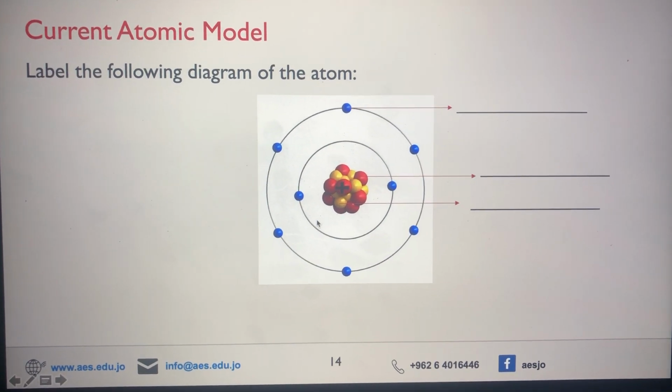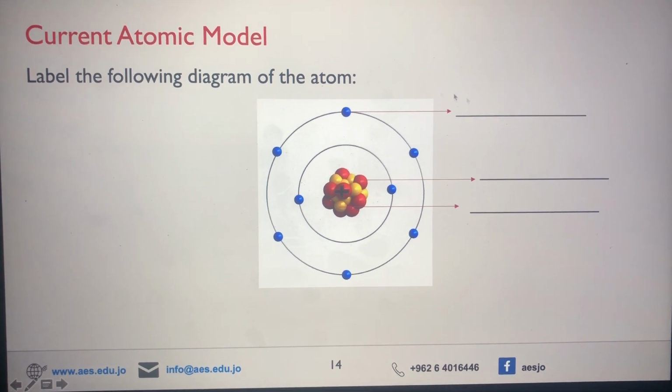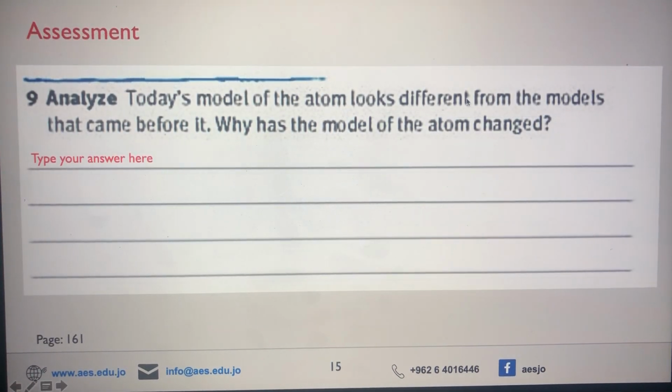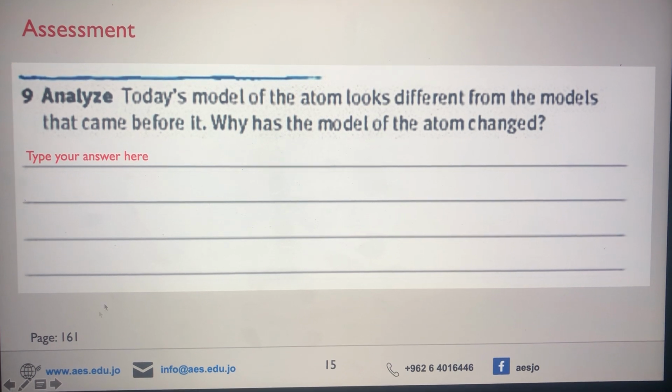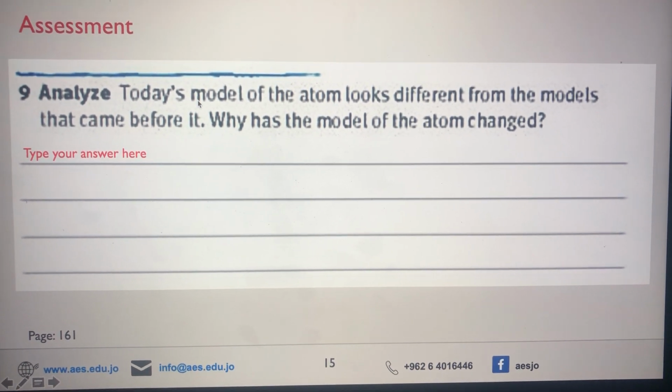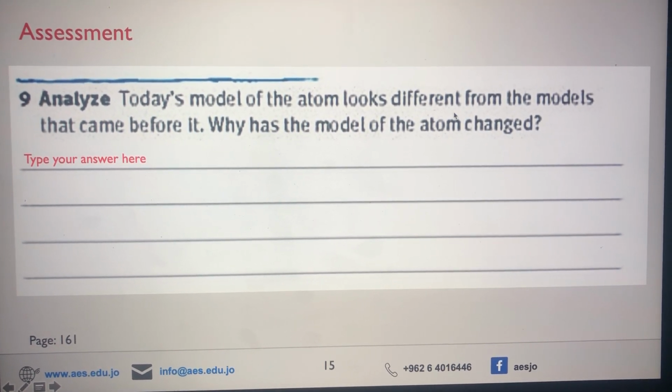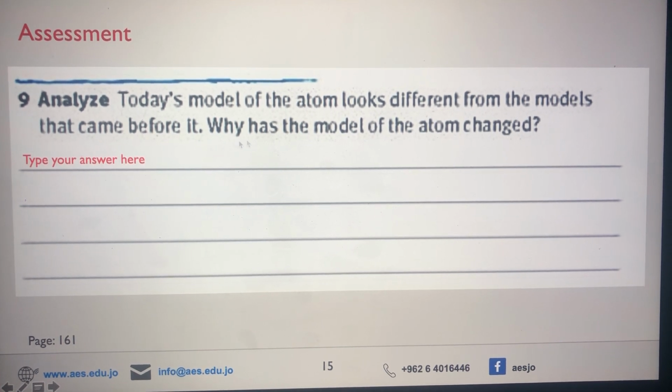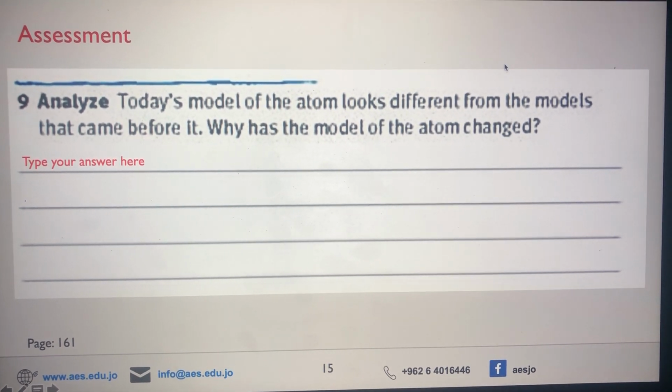So based on the following information, please label the diagram of the atom below. And please solve the question on page 161 that says, today's model of the atom looks different from the models that came before it. Why has the model of this atom changed?